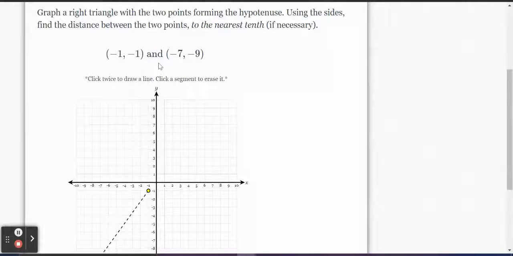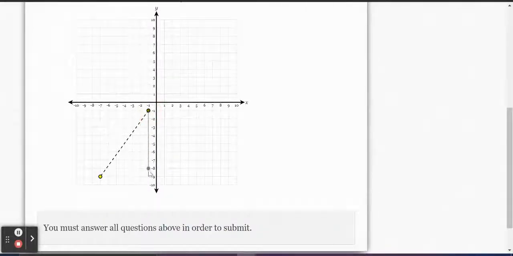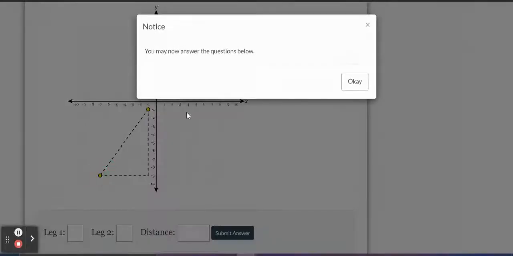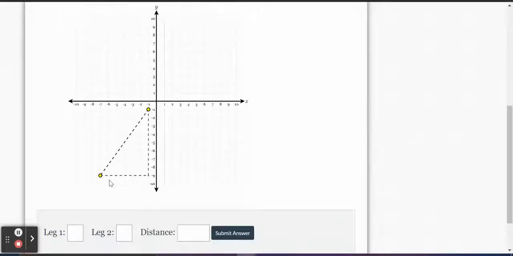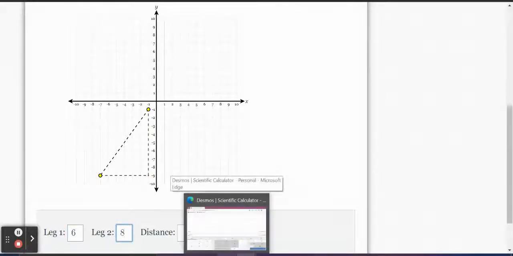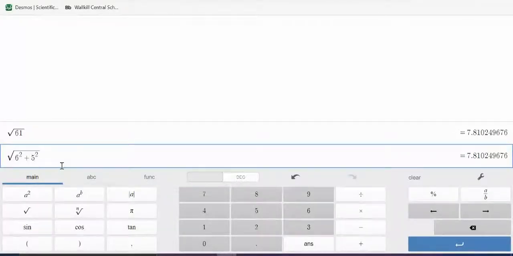All right, -1, -1, -7, -9. Click, click, click, click. Legs, all right, 1, 2, 3, 4, 5, 6. I'm counting the number of boxes. All right, 1, 2, 3, 4, 5, 6, 7, 8. Put in my calculator, 6 squared plus 8 squared. I'm just going to change this number right here. Boom, boom. And you get 10. Oh, a nice even answer.